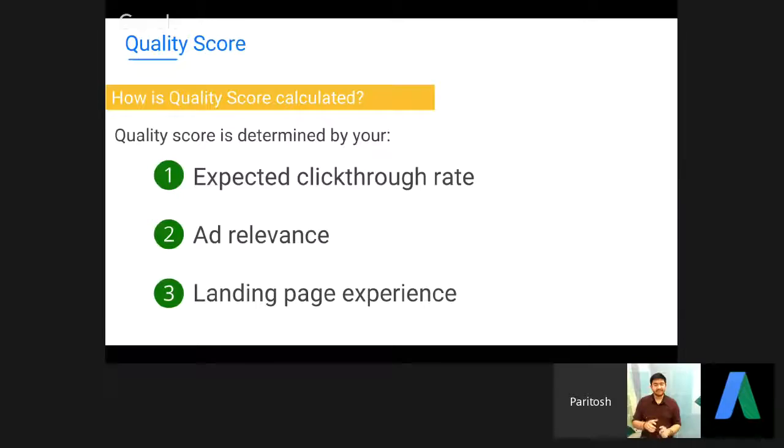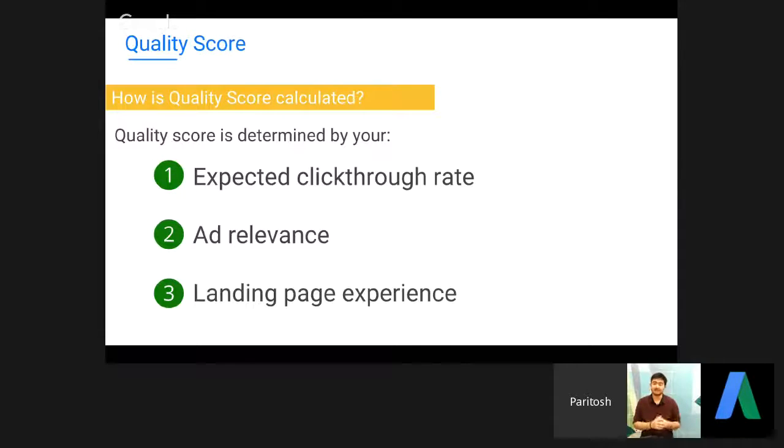One is the expected click-through rate. For every ad group that you have, our system will analyze the set of keywords, the set of ads, and the landing pages of those ads. Based on how relevant the keywords are to the ads and how relevant the ads are to the landing pages, the system will determine whether this particular keyword will be able to get a lot of clicks or not. Accordingly, the system will give a rough figure, and that's where your expected click-through rate comes in.